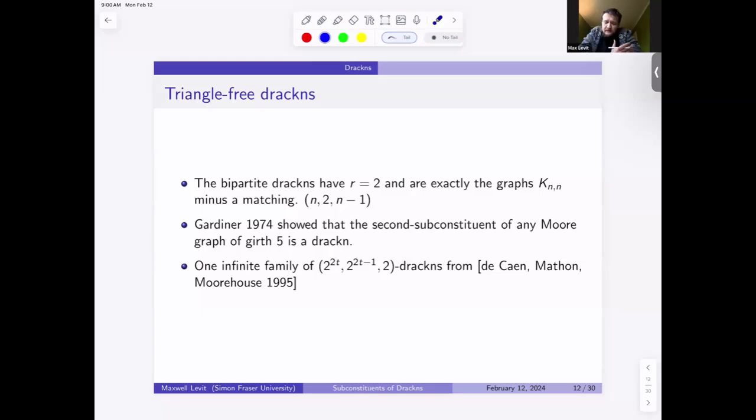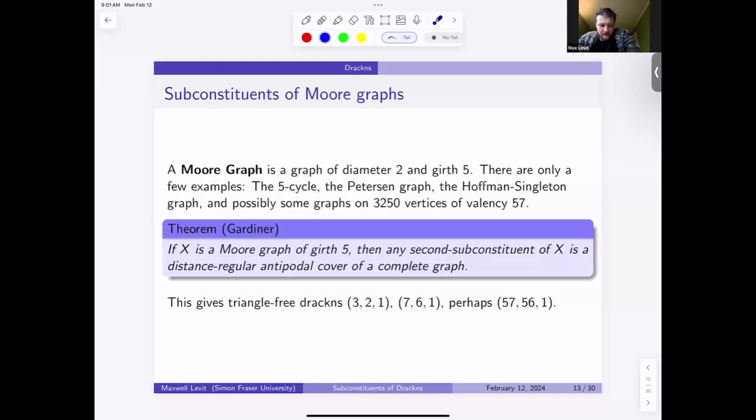And among these, actually, there is this infinite family known. And I'll mention that construction as well in a second. So if I start proving things about these triangle-free Drackns, at least I know I'm proving something about infinitely many graphs, which is nice. The hope would be that there are more examples here, and that would be very interesting. But this is what we have so far. Okay, so I'll go on from there.